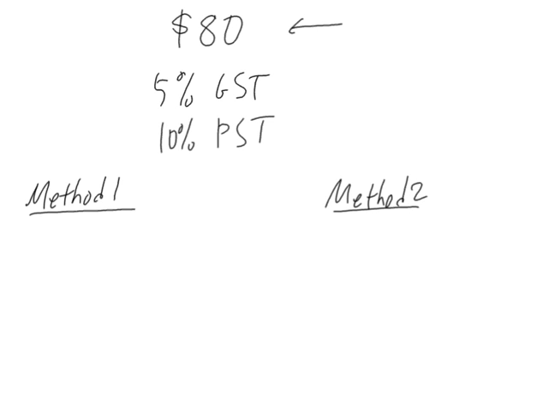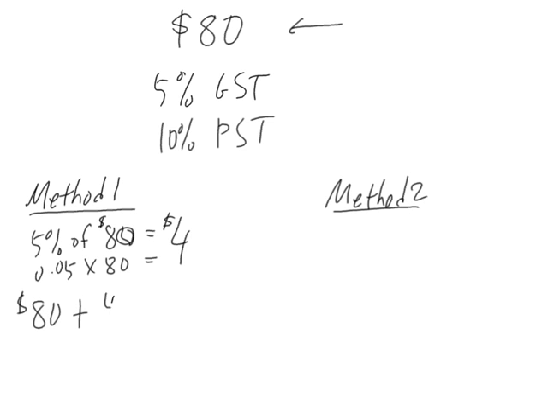So the first method is simply calculate what is 5% of the $80. That would be 0.05 times 80, which if you use a calculator will be $4. Okay? So here's where most people make mistakes. They think, well, the GST is $4, but that has to now get added on. So the $80 item plus the $4 GST gives you a new price of $84.